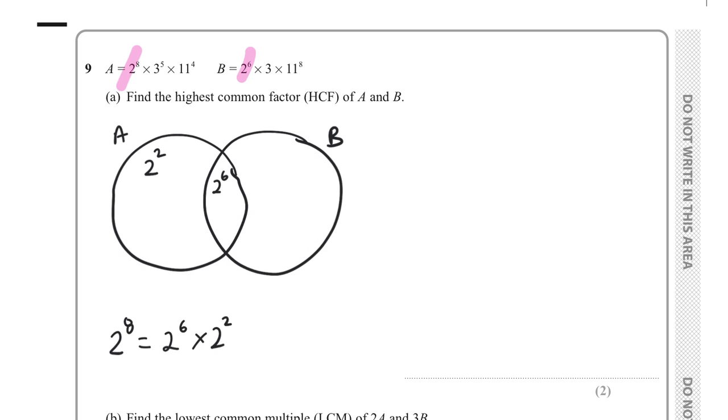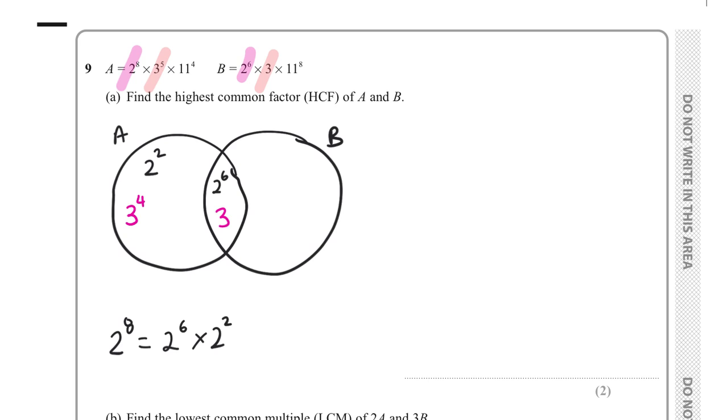Next we have 3 to the power of 5 and 3. What's the highest common factor of 3 to the power of 5 and 3? It is just 3. So we're going to write our 3 here, and then B's not going to have anything, but A is left with 3 to the power of 4, because not A, the whole thing is A here, but this is going to be the rest of A that's not included in B.